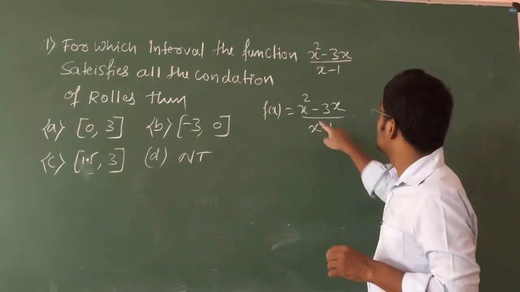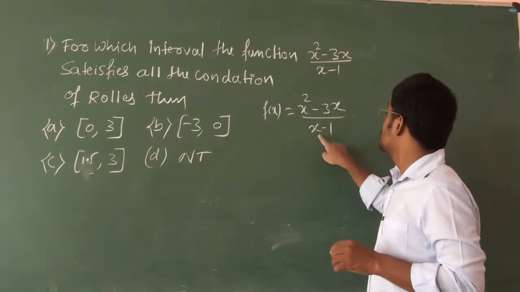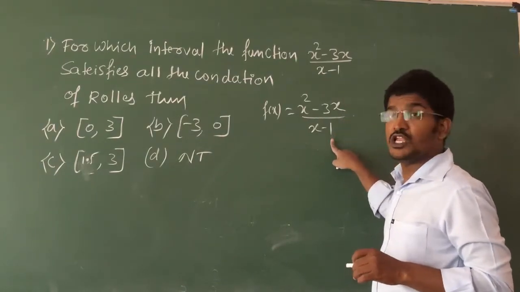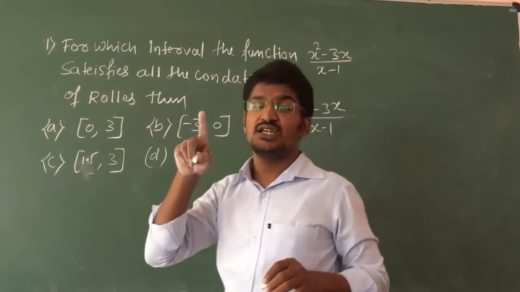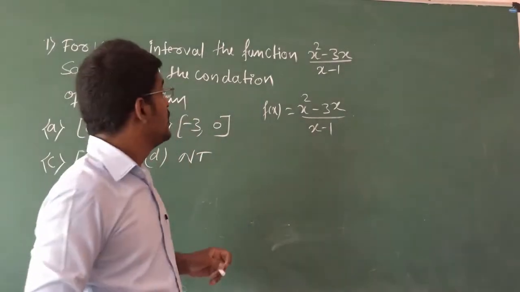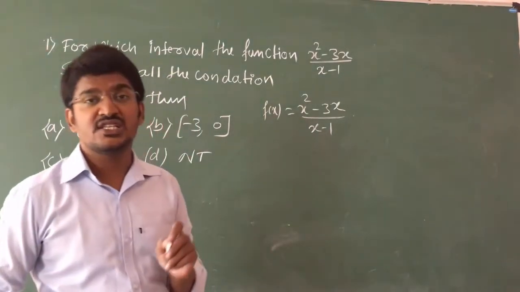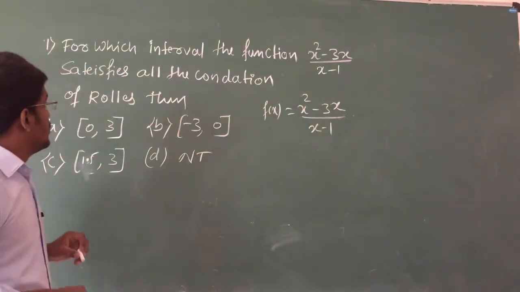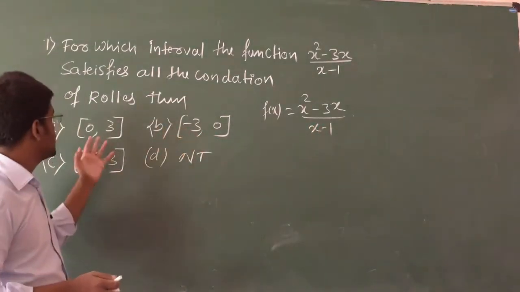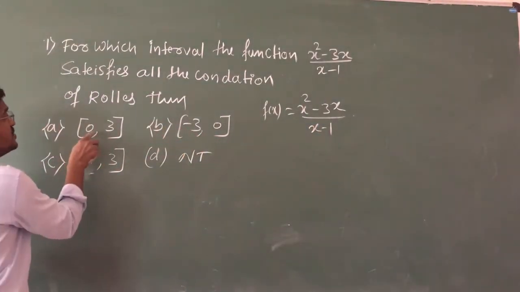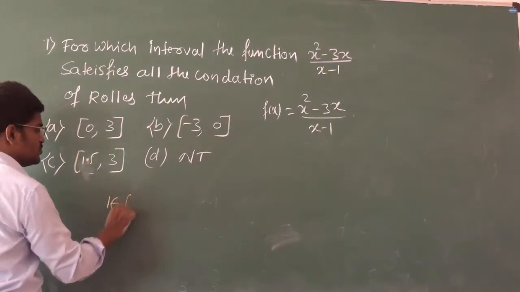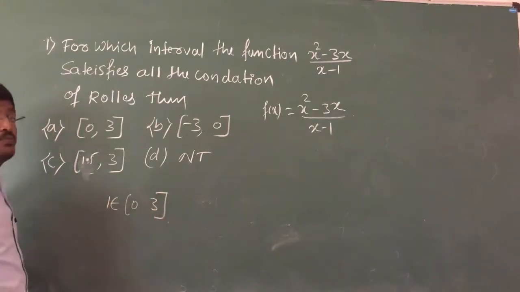Here you can see that the numerator is a polynomial and the denominator is a polynomial. A polynomial function is always differentiable. Here this is also differentiable, no problem. As well as they are continuous, that is also no problem. They are not continuous at 1, but is 1 present here? See here, 0 to 3. In 0 to 3, 1 belongs to (0, 3). Are you getting my point?